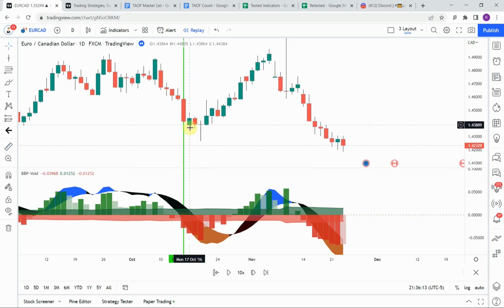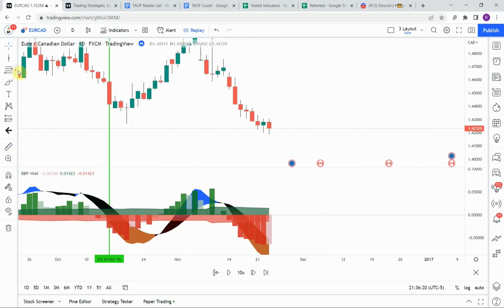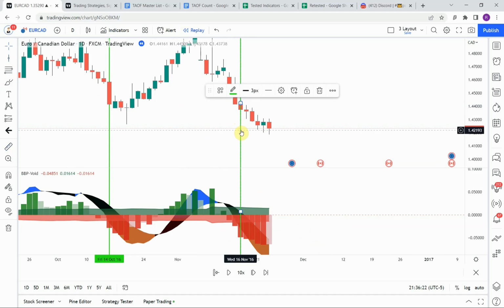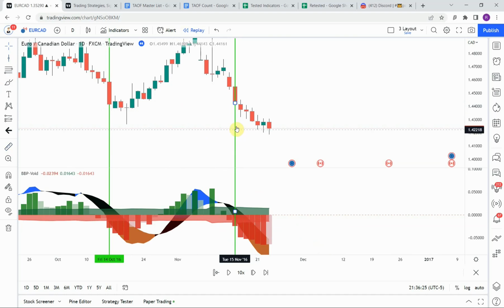All right, pick up a short right here on this one. We're able to get a nice push to the downside here on this long wick. That is enough to get us to our take profit. Looks like we're going to pick up another long.